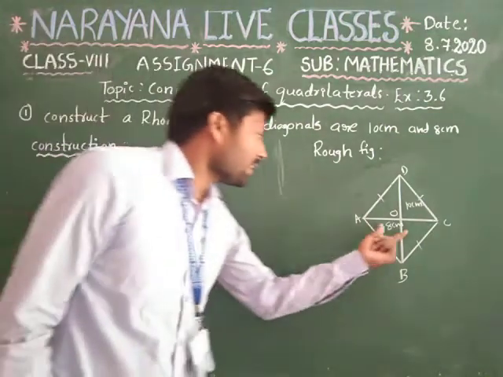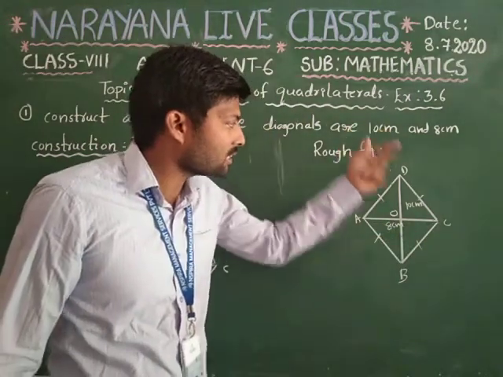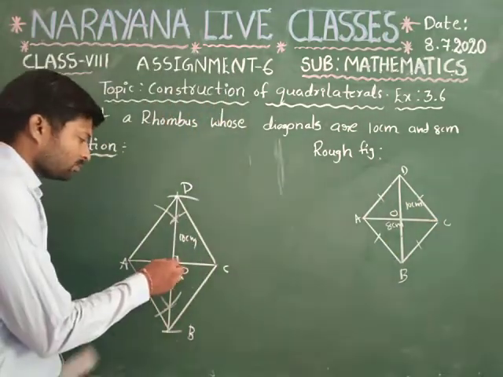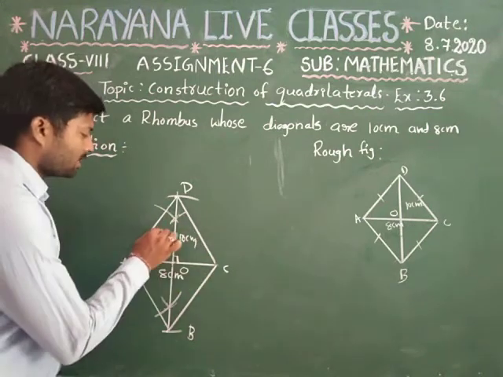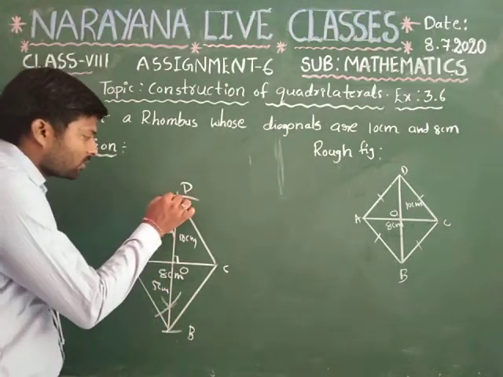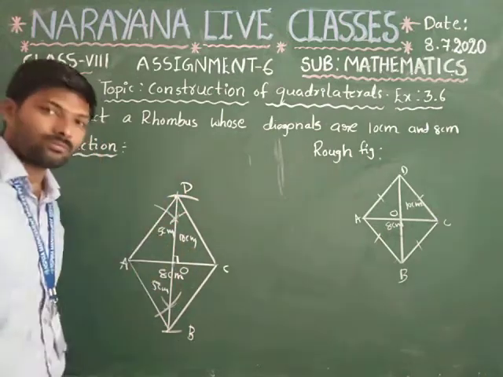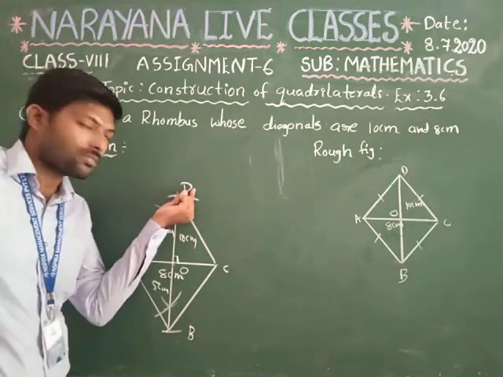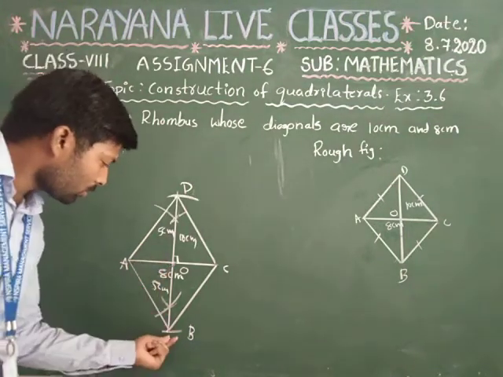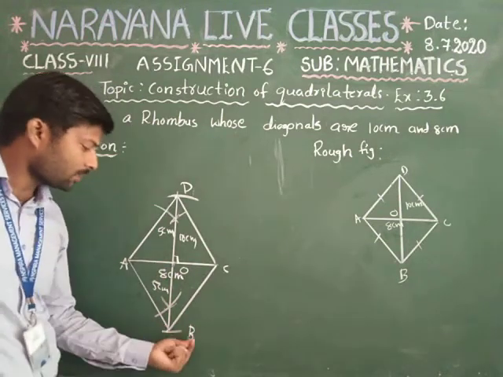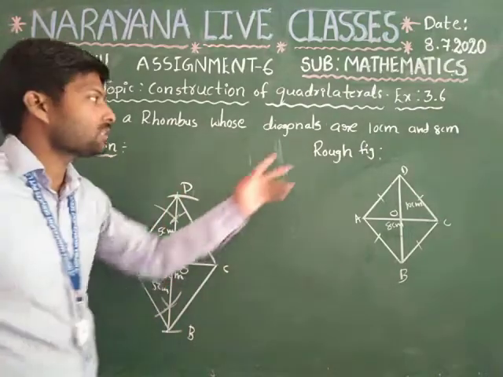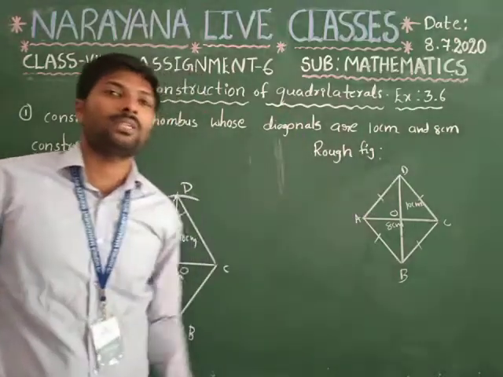Now we know one diagonal length is 8 centimeters, and the other diagonal length is 10 centimeters. Half of this will become 5 centimeters. Take point O as the center with radius 5 centimeters and draw one arc up and down. The point of intersection of this arc with this line you take as point D. Similarly, draw one more arc with radius 5 centimeters; the point of intersection of this arc with the line can be taken as point B. Now join all these four points to form a rhombus based on the given diagonals of 10 centimeters and 8 centimeters.